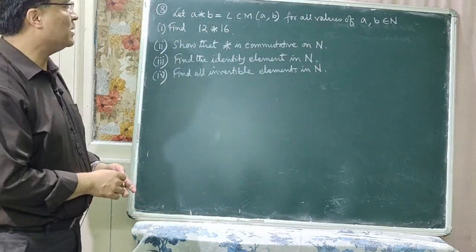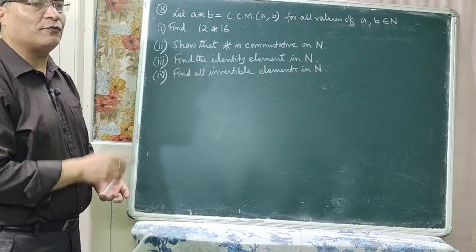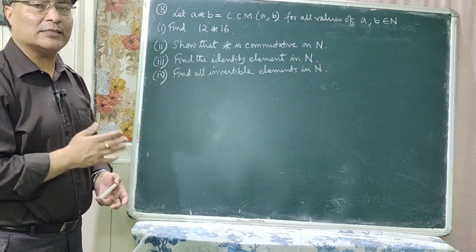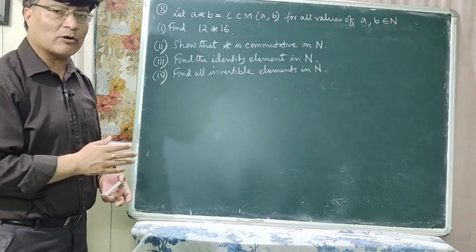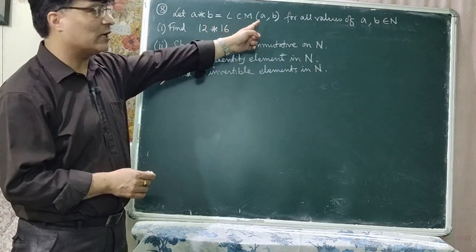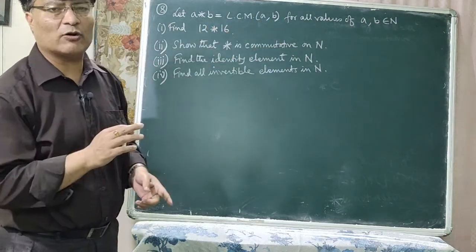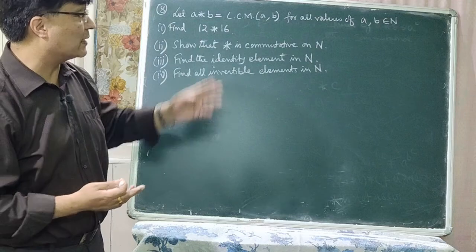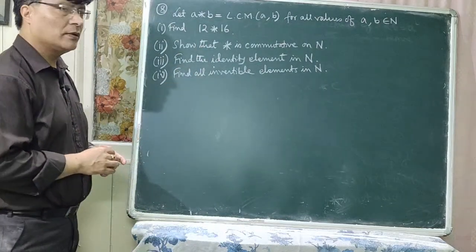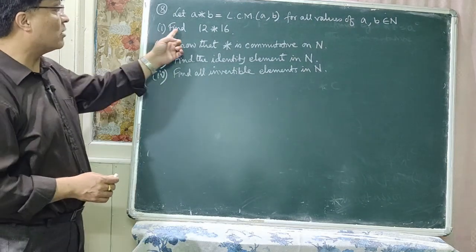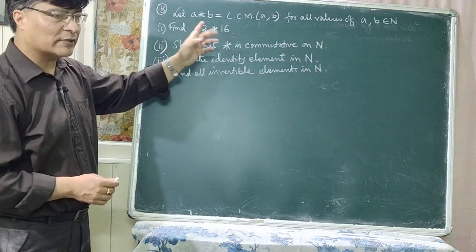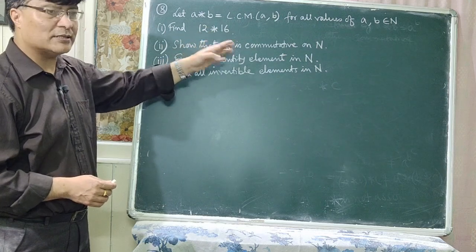Let A star B is equal to LCM of within bracket A comma B. So in this case, this star operation is defined as A star B is equal to LCM of A comma B for all values of A comma B belongs to capital N. Capital N means set of all natural numbers. So question number 1, you have to find out 12 star 16. That means you have to find out the LCM of 12 comma 16.